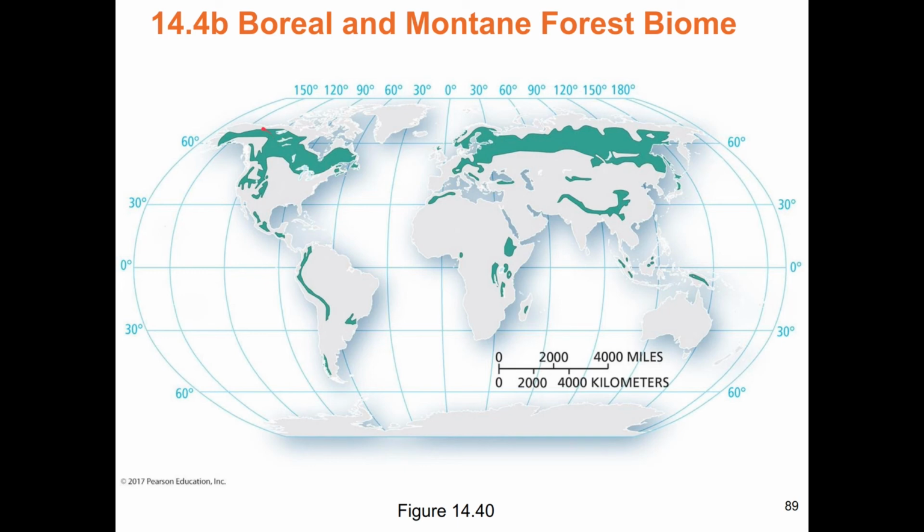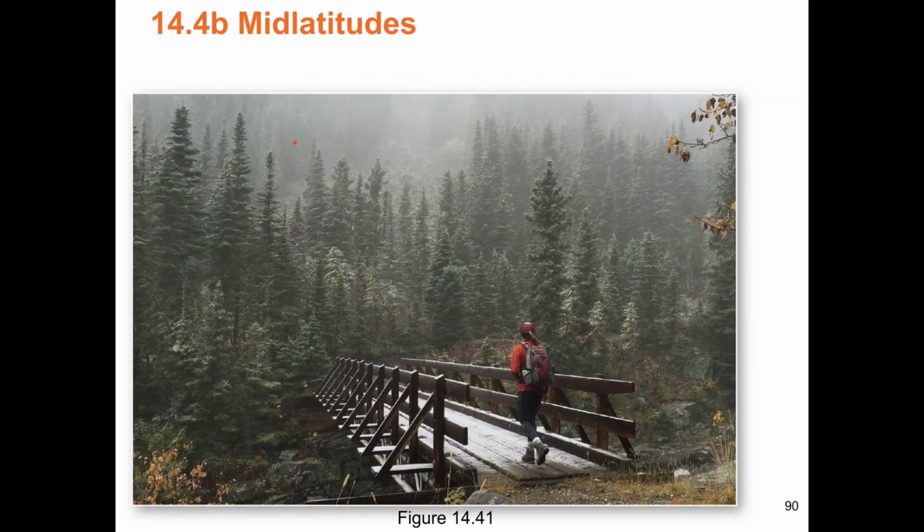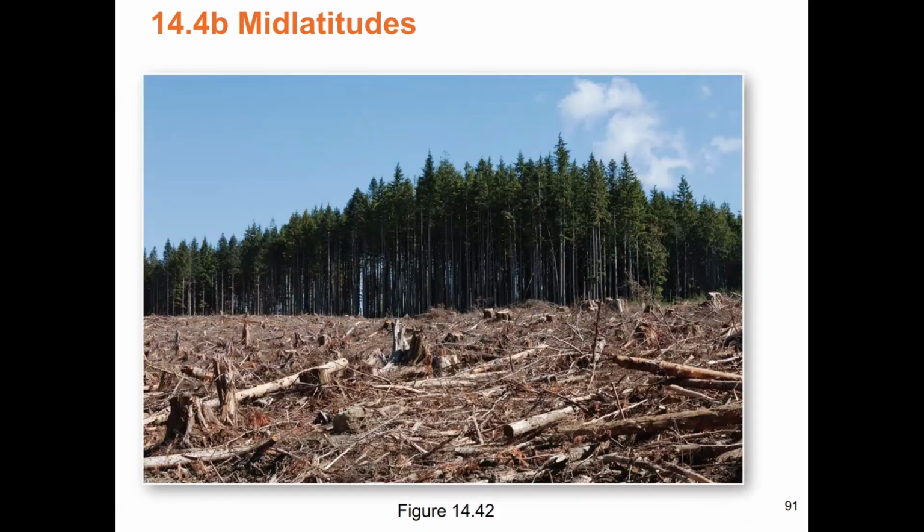So we're going higher in latitude, higher in elevation. So here high elevation, here high elevation, high elevation, high latitude. The boreal and montane snowy forest. Perfect. You got snow, you got forest. It's a snowy forest. It's been clear cut for toilet paper because capitalism.